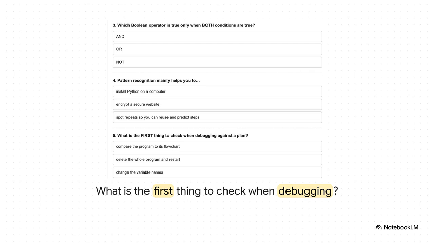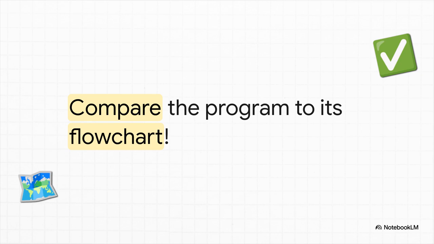Is it to just delete the whole program and restart? Is it to change all the variable names? Or is it something else entirely? The correct answer is you compare the program to its flowchart. Your flowchart is basically your map. If you get lost driving, you don't throw your car away and buy a new one, right? No, you check the map.